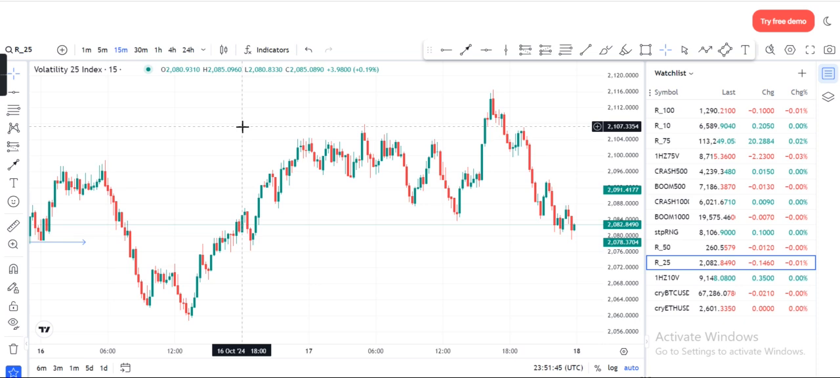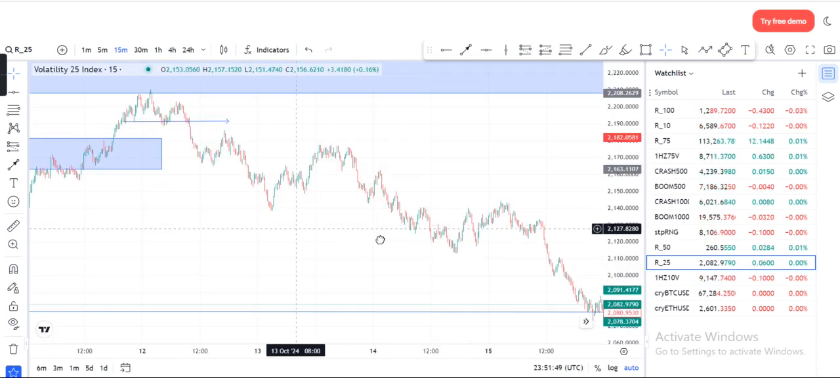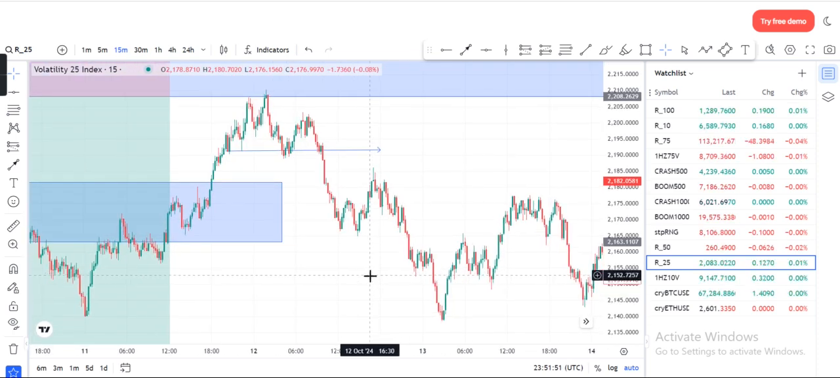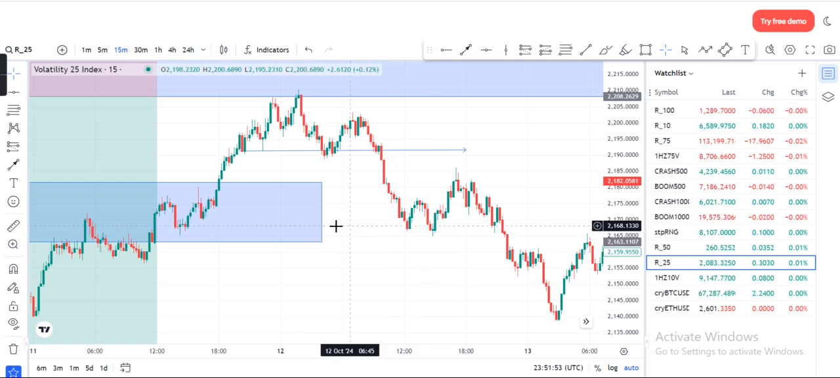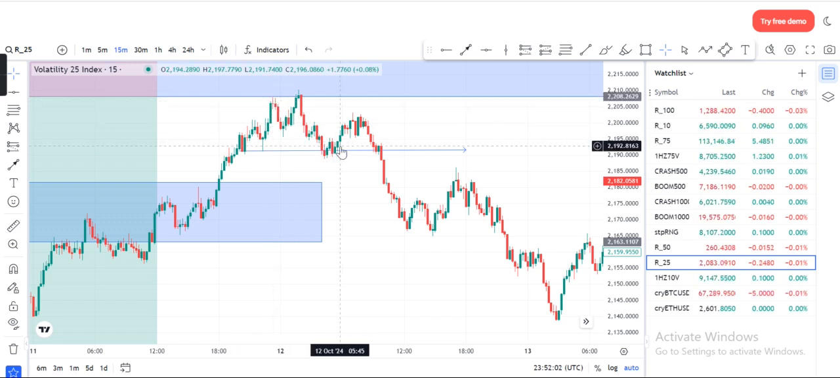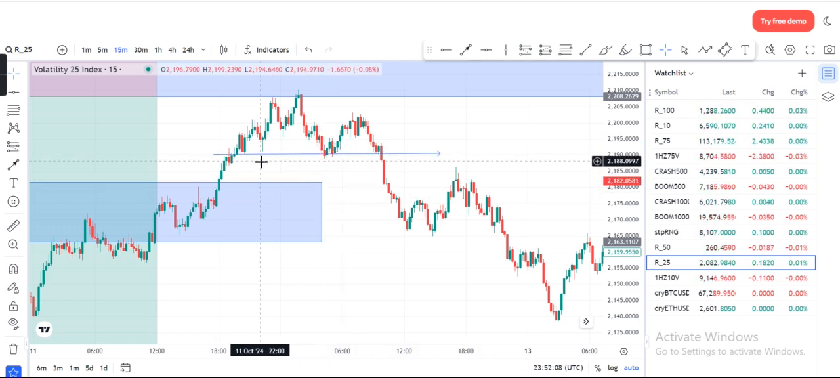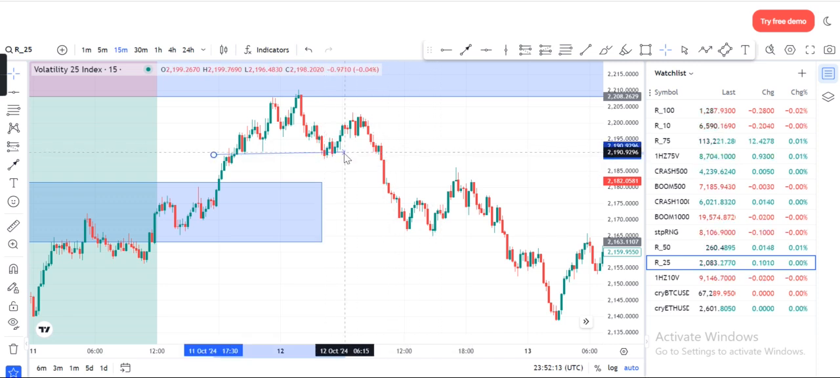So on the 15 minutes time frame, we can now come here. When we come here, we can clearly see that the market gave us a liquidity grab here. You understand? The market gave us a liquidity grab here, and then the market gave us a clear break of structure at this point. This was a very clear break of structure at this point.